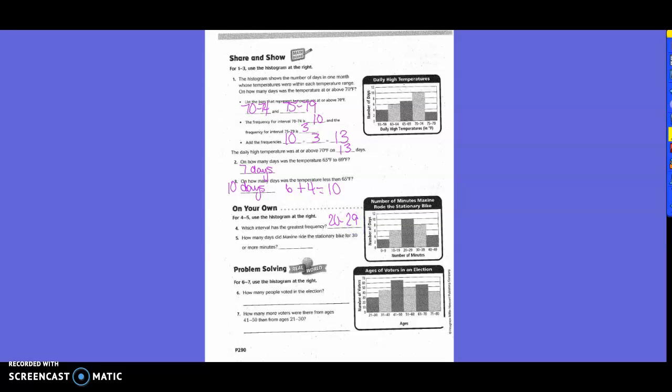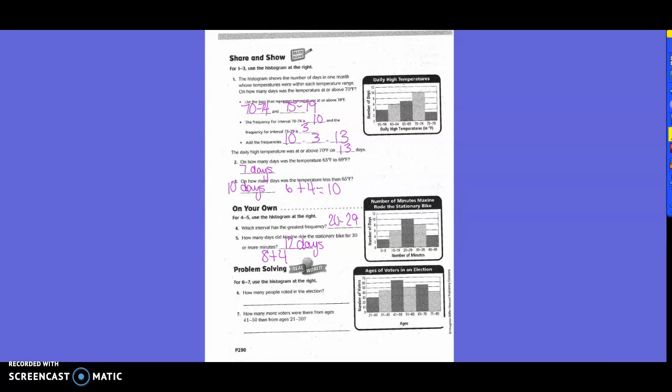How many days did Maxine ride the stationary bike for 30 minutes or more? We're going to have to figure out not only the 30, but any amount of time past 30 minutes. So we're going to have to use 2 bars here. We use the interval 30 to 39, and that bar goes up to 8. And then the 40 to 49 interval, and that bar goes up to 4. So for 12 days, she rode her stationary bike for 30 minutes or longer.